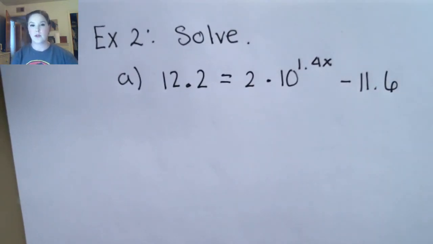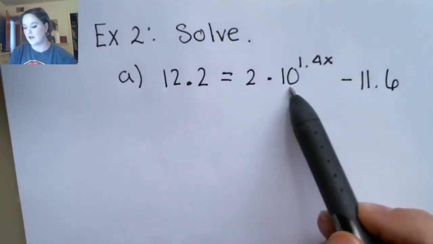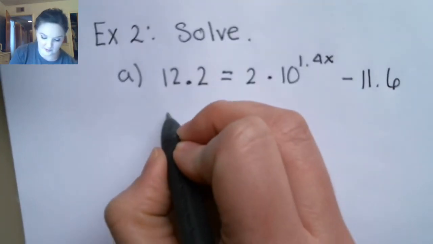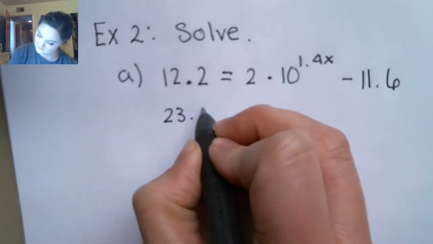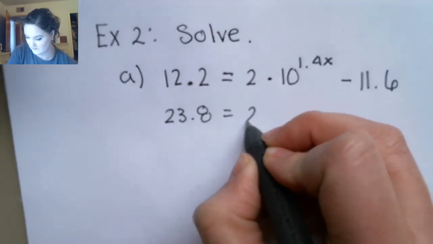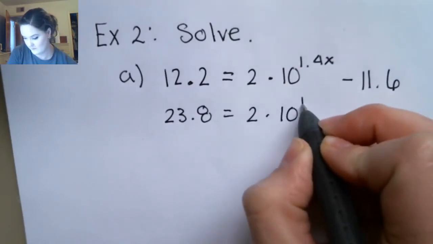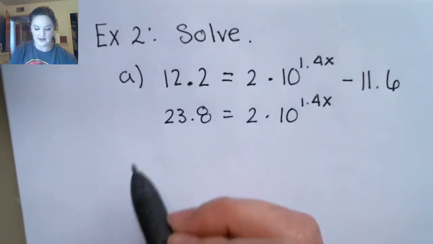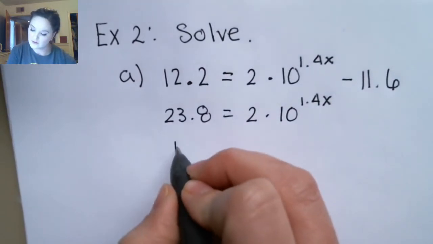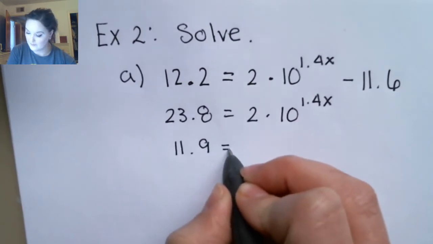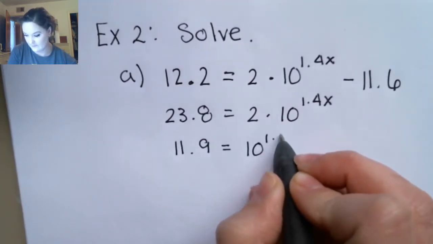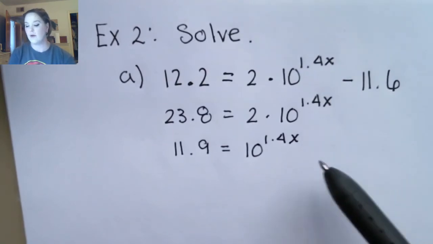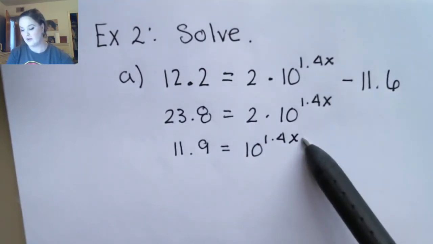So we're going to start the same way. We're going to isolate the exponential part. So the first thing I'm going to do is add 11.6 to both sides. And now I'm going to divide both sides by 2. Now I have my exponential isolated.